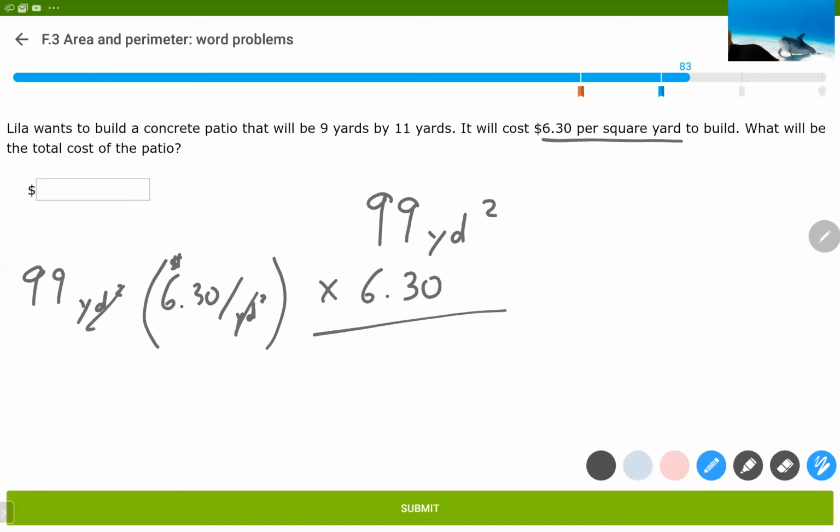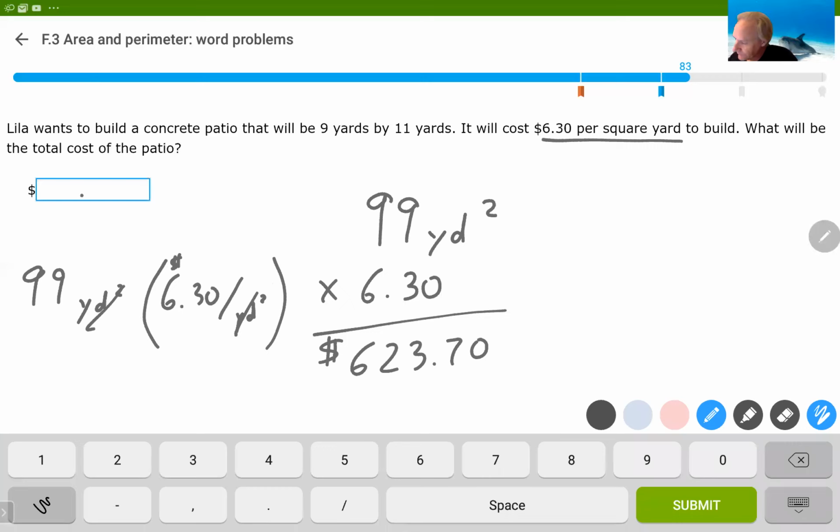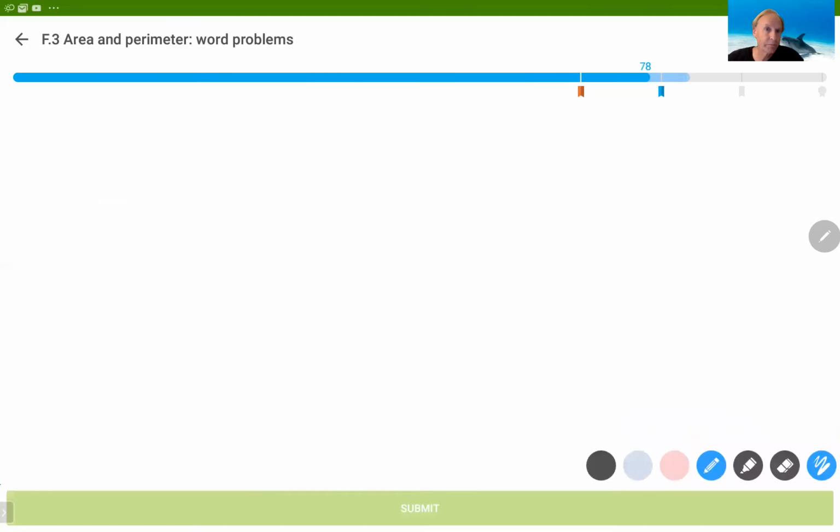So we have 99 times 630. 623.70. It's always good to write it in dollar notation. Double check my answer. There we go.